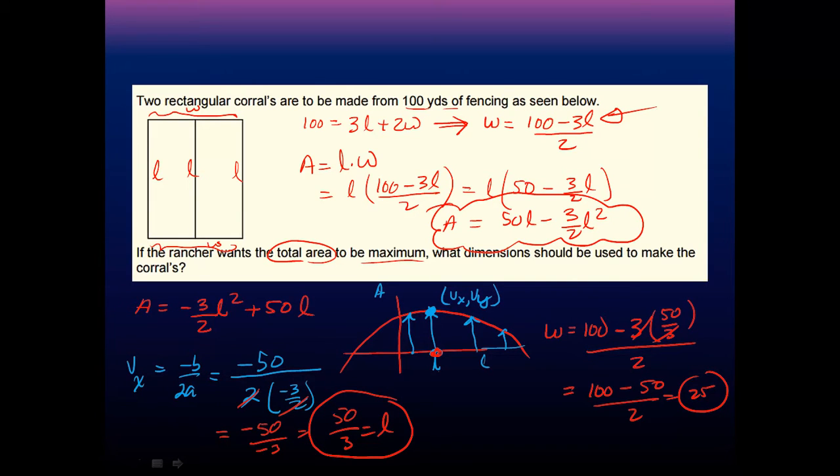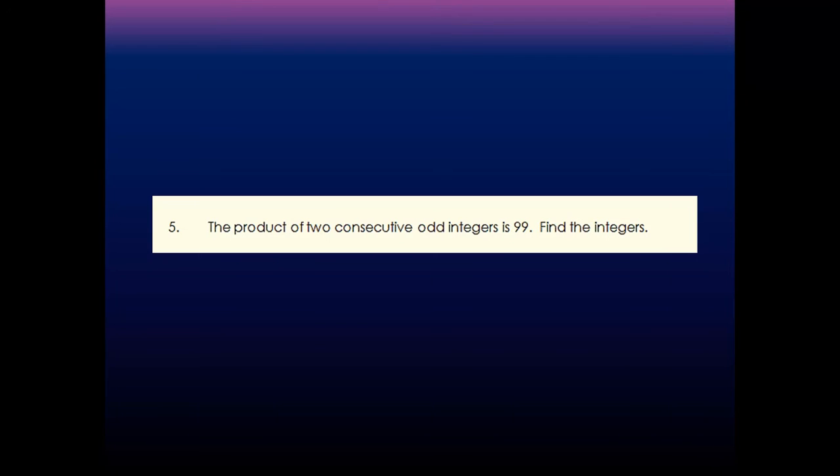Okay, this one is not too bad, I think, inshallah. The product of two consecutive integers is 99. Find the integers. Well, if the first integer is x, this is two consecutive odd integers. The second odd integer would be x plus 2, right? If x is an integer, the next integer is x plus 1, the following integer is x plus 2, the following integer is x plus 3.